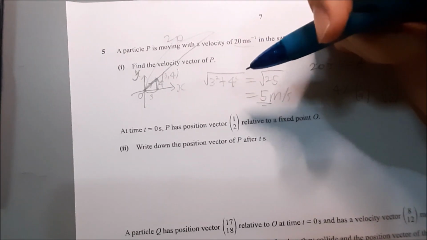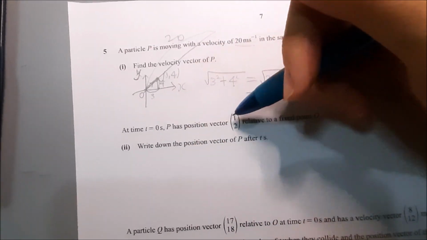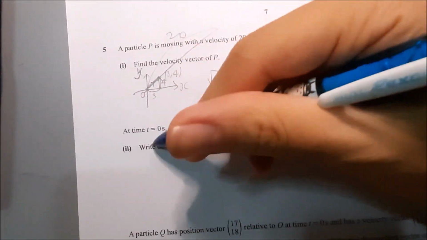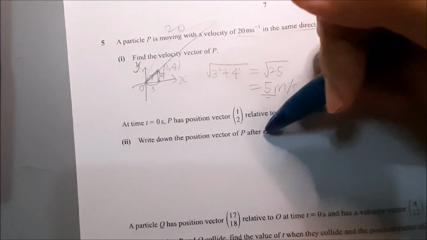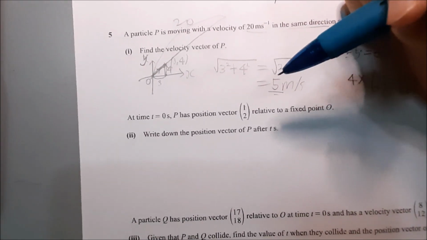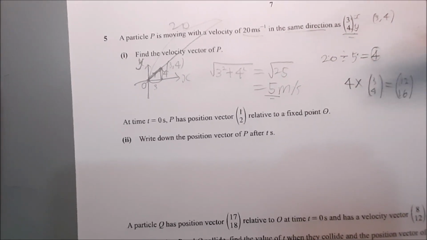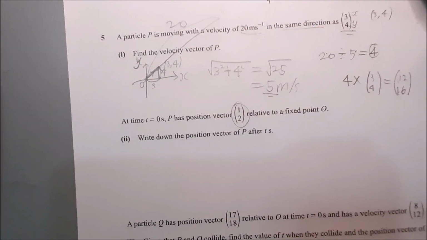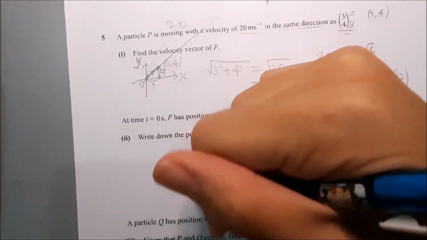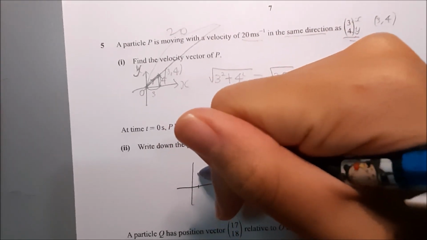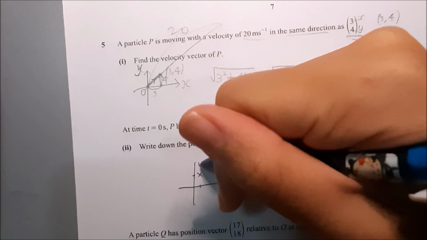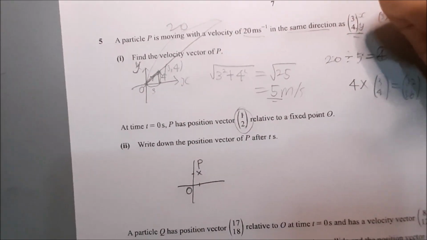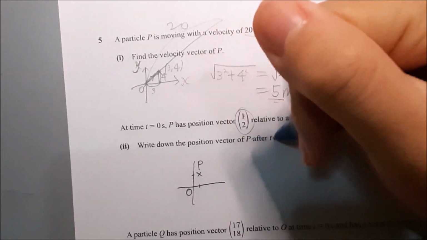At time t equals 0 seconds, P has position vector 1, 2 relative to a fixed point O. Part 2. Write down the position vector of P after t seconds. So this basically means that at time t equals 0, P is at this coordinate 1, 2. So if you draw the graph again, it is at 1, 2. That is P, relative to the fixed point O. So let's say the origin is O.